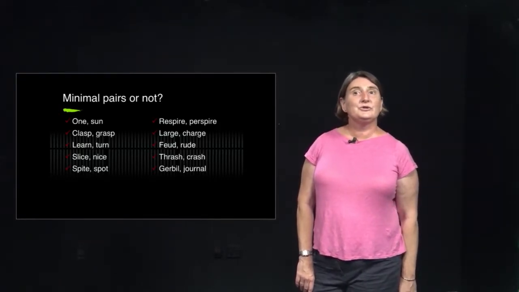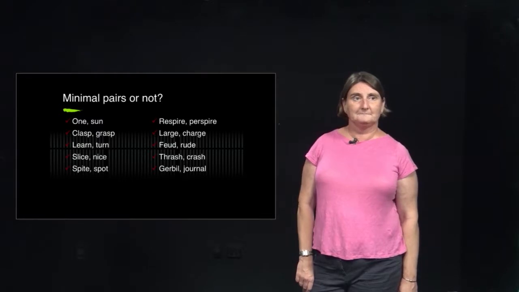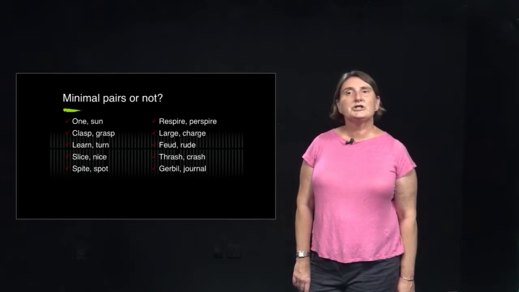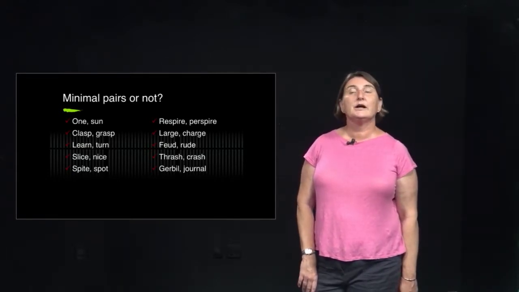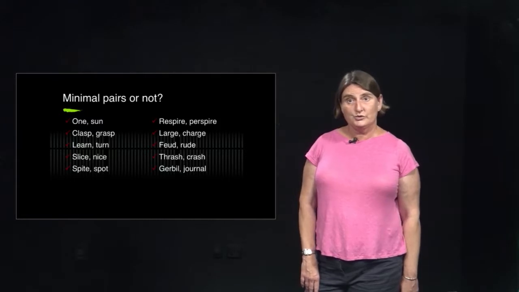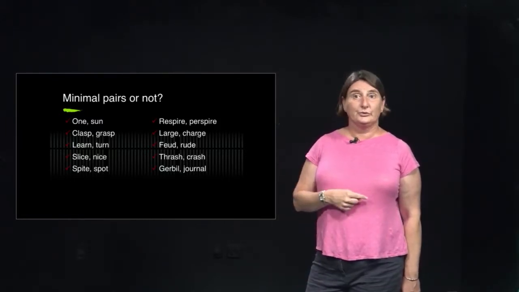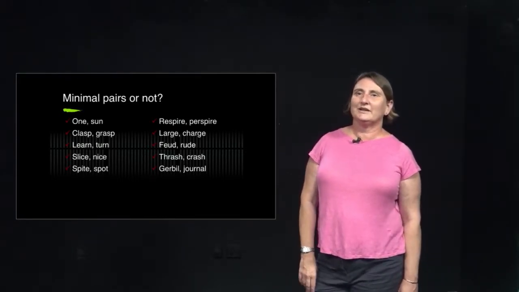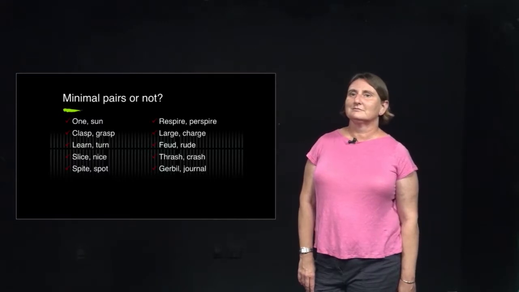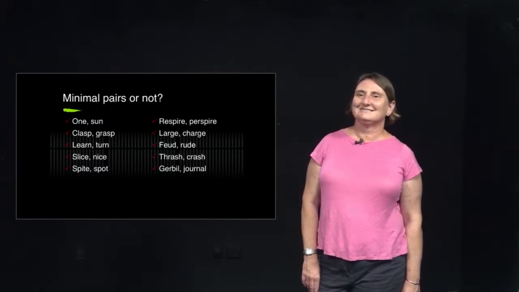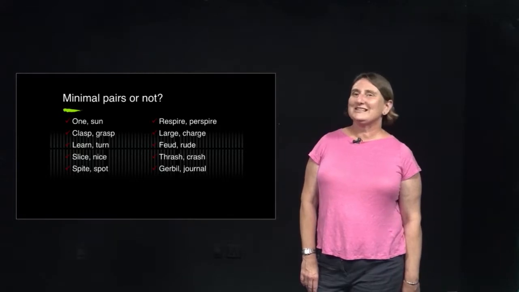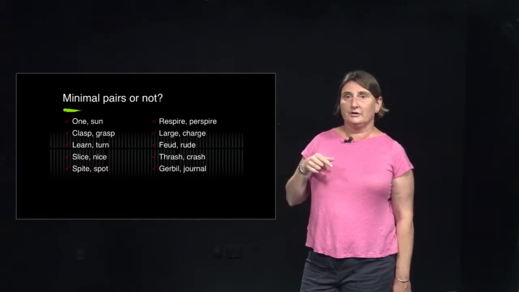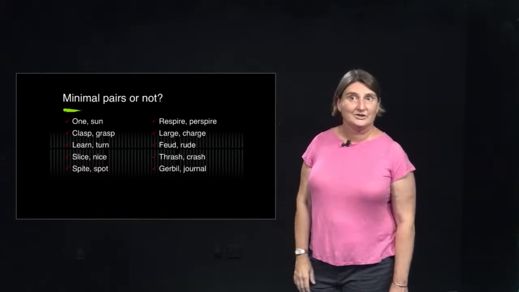All right, next one, feud, rude. Is that a minimal pair? I hope you said no, because feud has the J in there that rude doesn't, right? It's not feud and rude, it's feud and rude. So two sounds for feud, one sound in rude. Okay, last one, gerbil, journal. What do you think? Spelling's pretty different, but they are in fact a minimal pair. Gerbil, journal. Just the B or the N changes in those.